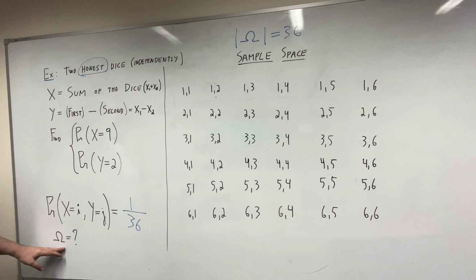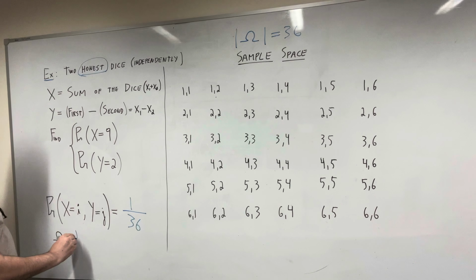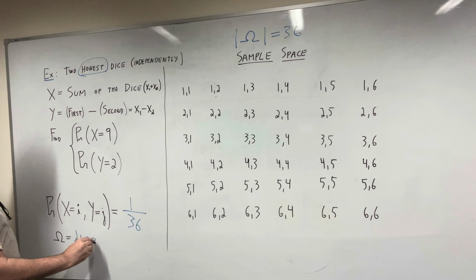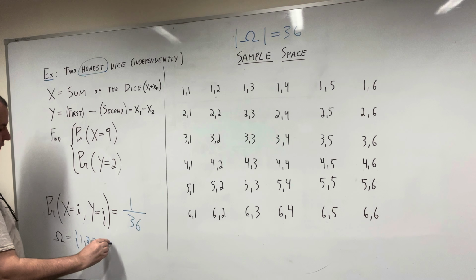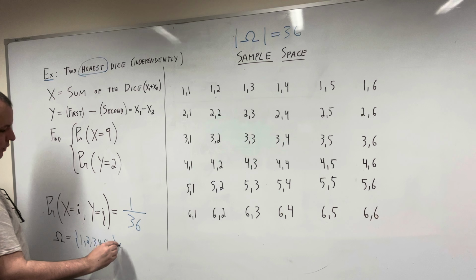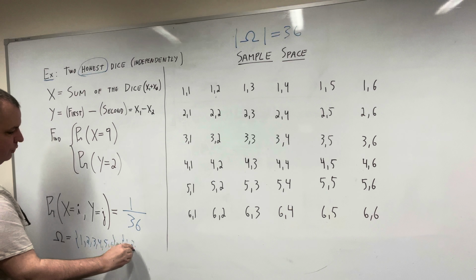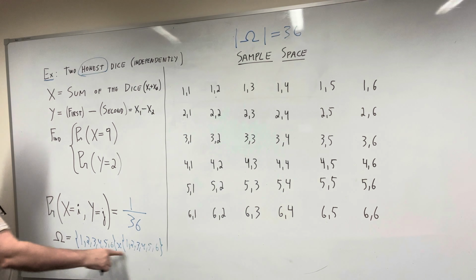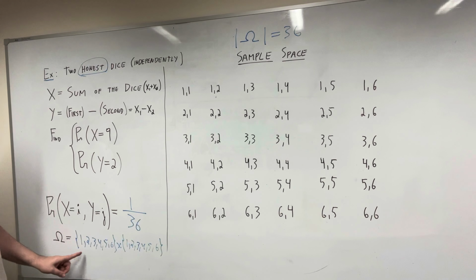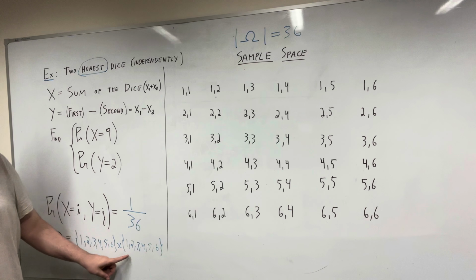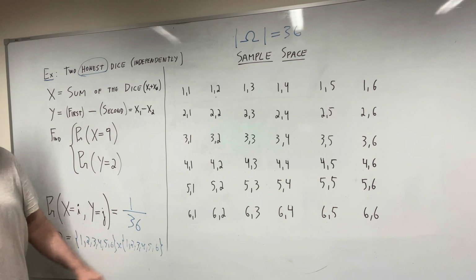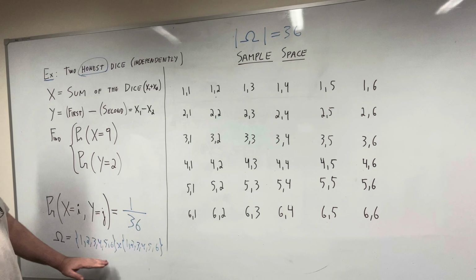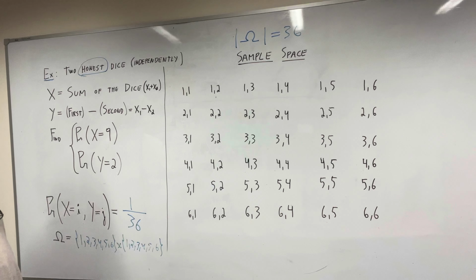Okay? So my sample space is just the list 1, 2, 3, 4, 5, 6 Cartesian product with itself, 1, 2, 3, 4, 5, 6. The Cartesian product, the set of pairs where the first number in the pair is an integer between 1 and 6, and the second is also an integer between 1 and 6. Okay? And this Cartesian product has 36 elements.